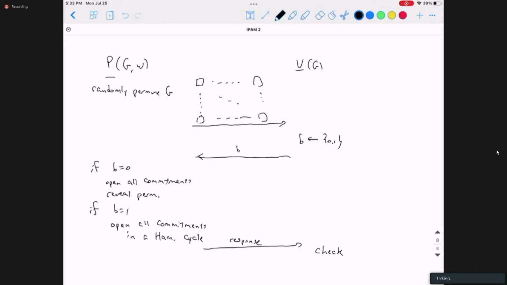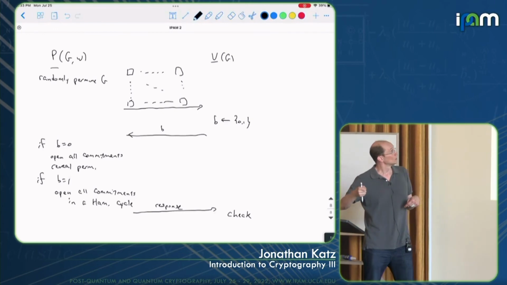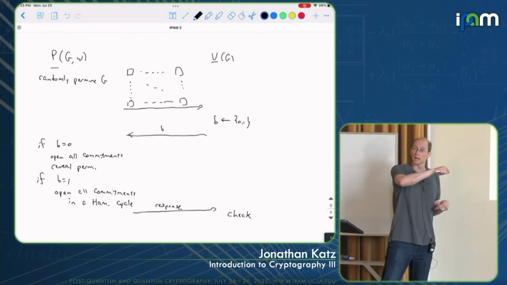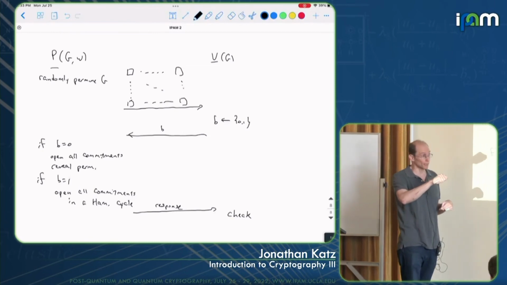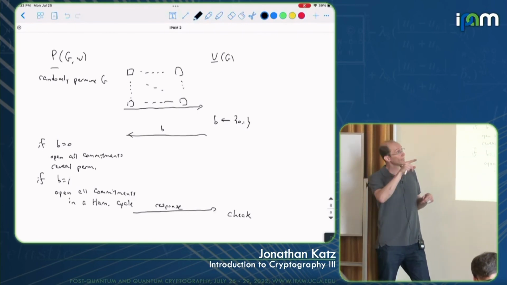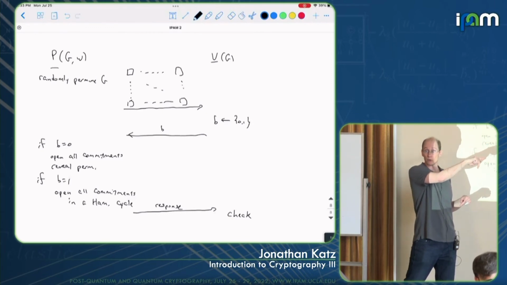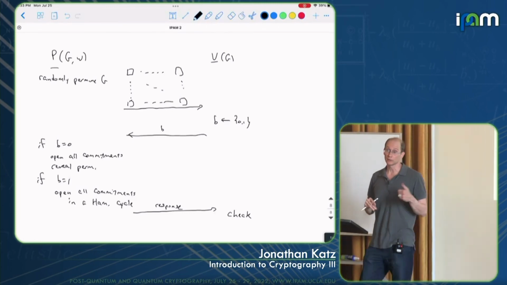And moreover, the binding property of the commitment scheme will imply that any edge that was present when the challenge was 1 was also present when the challenge was 0, and vice versa, right? That's exactly where we're using the binding property of the commitment scheme. And so the Hamiltonian cycle that was demonstrated when b equals 1 is going to exactly map to a Hamiltonian cycle in a permuted graph when b is 0. And that is going to map back to the original graph via the permutation that the prover has to reveal as well.